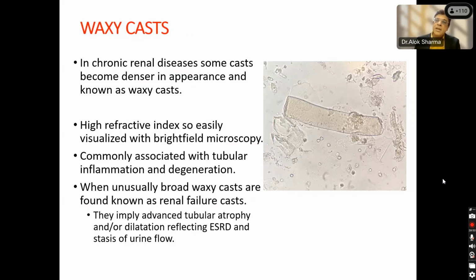These are nothing but waxy casts which are big, very broad. And since most of the time these casts are abundant in patients with chronic renal failure, they have also been called renal failure casts. They are nothing but large waxy casts. What it implies is that there is advanced tubular atrophy and/or dilatation, depending on the state the kidney is in, and a large number of these casts denote a lot of chronicity in the kidney. That's the reason they are called renal failure casts. They are seen in patients with irreversible renal failure.